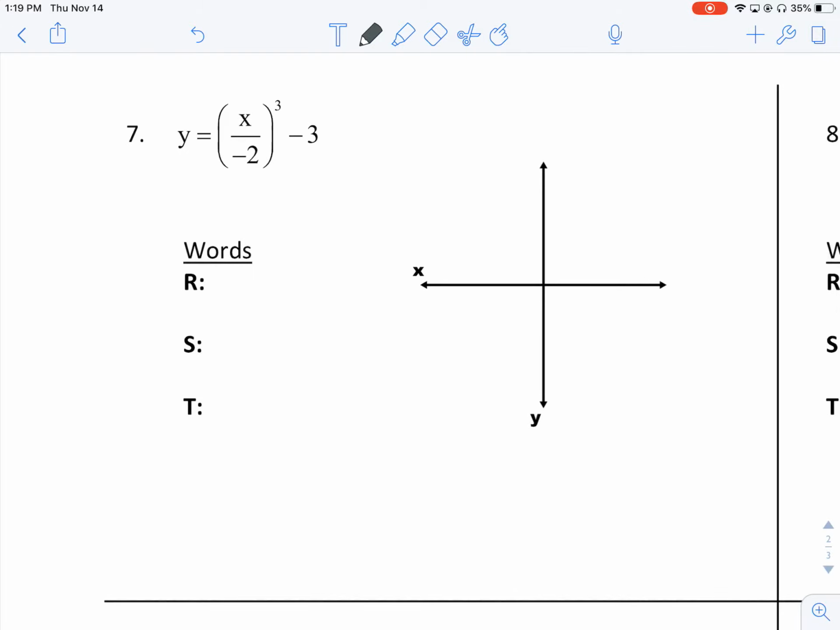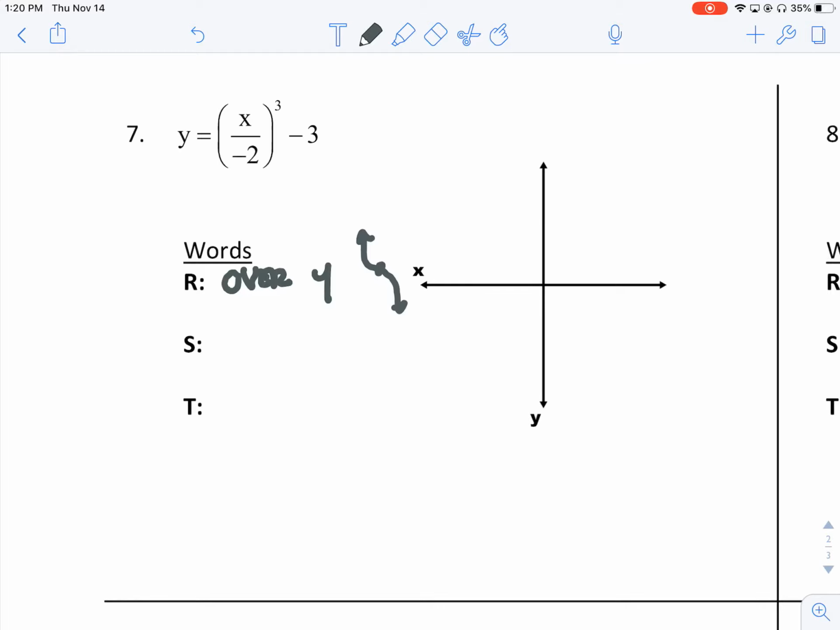Okay, next one, we have a reflection again, but this one it's inside the parentheses, so the reflection is there's a negative at the x, so we reflect over the y. It's a cubic, so anytime you reflect a cubic over either one, it's going to be a backwards one. So it's going to look like that.